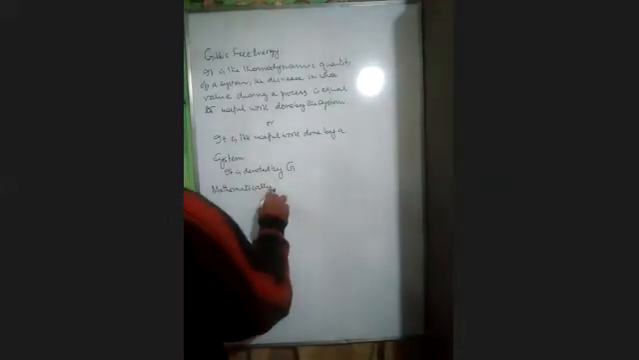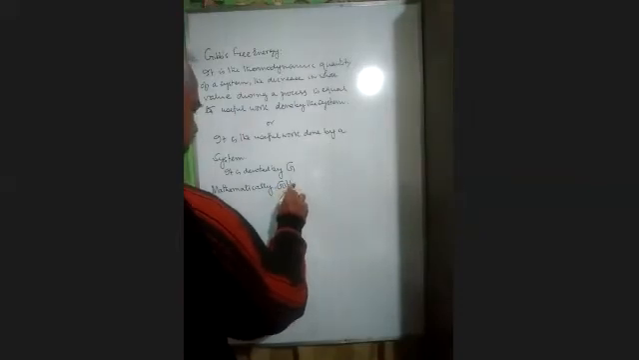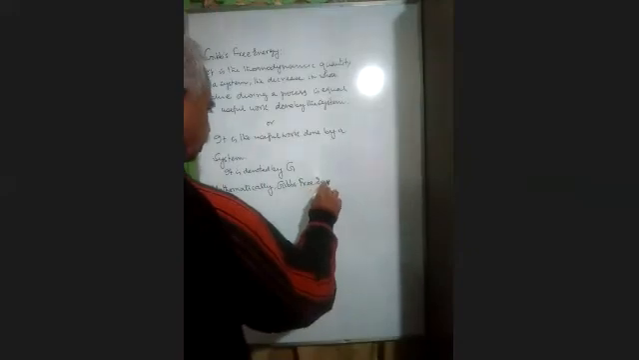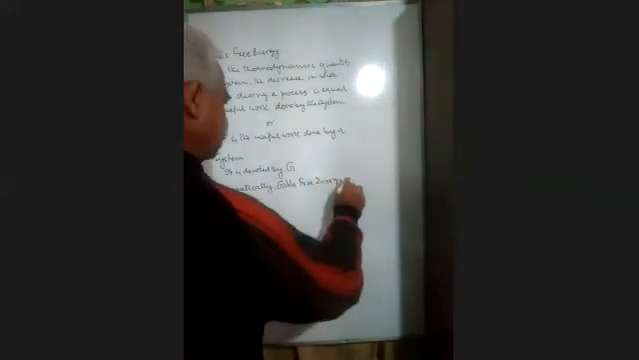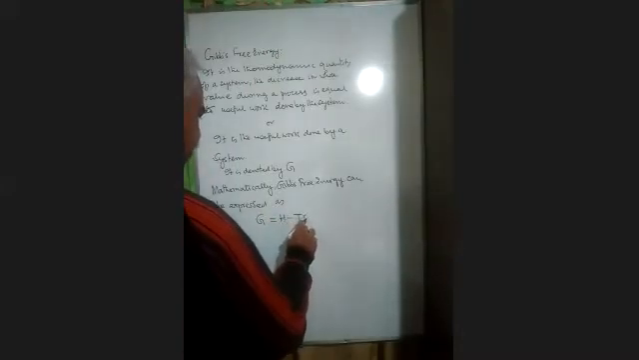It is denoted by G. Mathematically, Gibbs free energy can be expressed as G is equal to H minus TS.